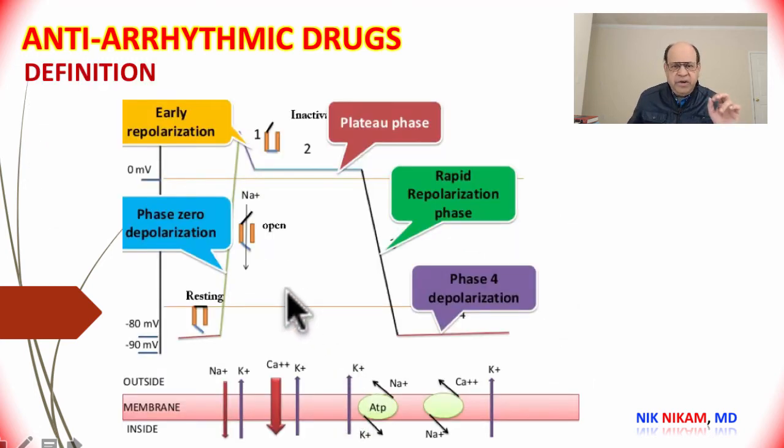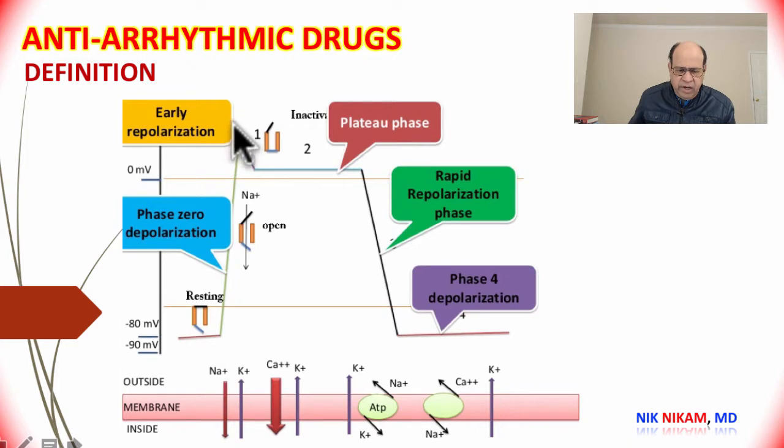Let's look a little deeper into the electrolyte changes that take place inside and outside the myocardial cells during an action potential. When a stimulus comes through the myocardial cell through a Purkinje fiber, the voltage inside the myocardial cell goes from minus 90 millivolts to almost 0 or 20 to 30 positive millivolts. And this is brought about by a sudden influx of sodium into the cell.